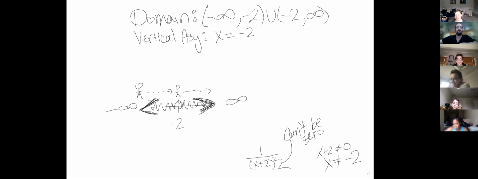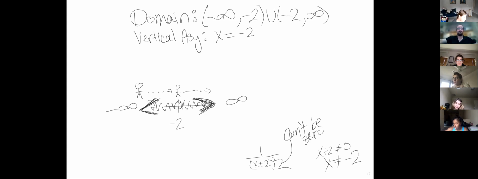All right, any questions on vertical asymptote as we review that? I see why it is x equals -2. It's the place we can't cross on our graph. When we have a picture, we have our graph, it's the dashed line we don't cross.